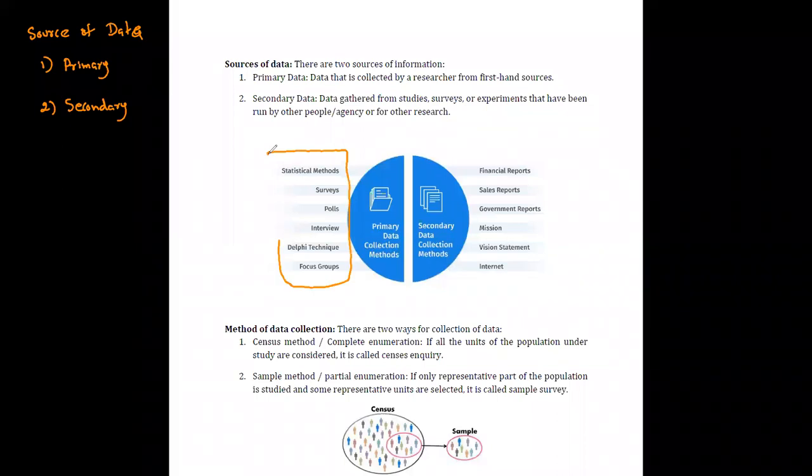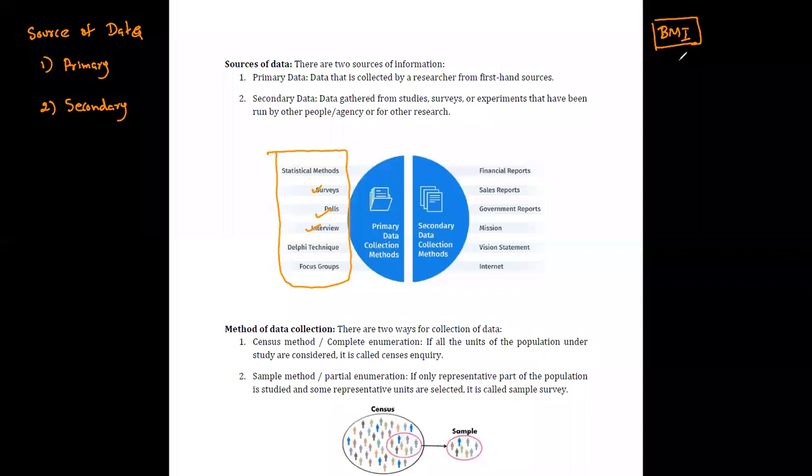If they are using statistical methods or any surveys, polls, interviews, Delphi techniques and focus group interviews, likewise, there can be primary data collection methods, and we will discuss these data collection methods in detail in the latter parts. And this primary data is the data which is collected by a researcher from first-hand sources.